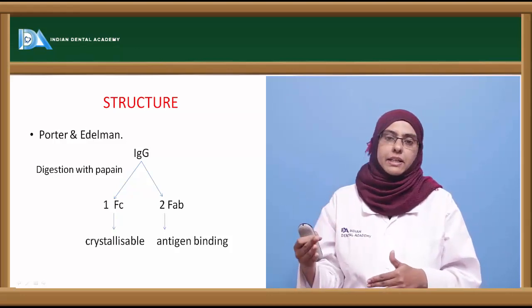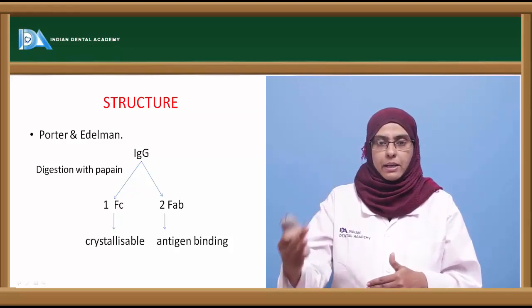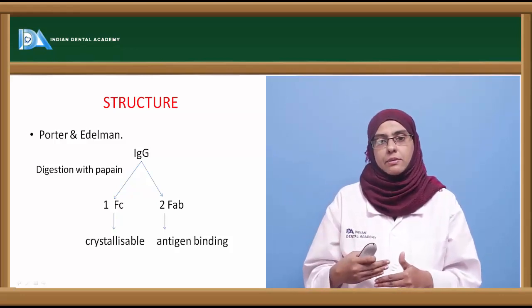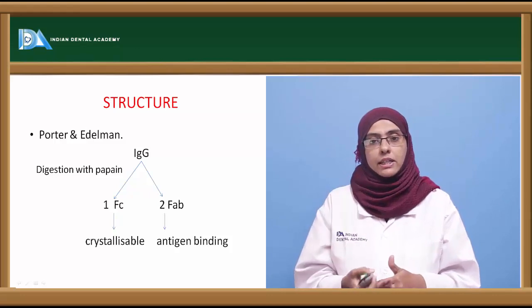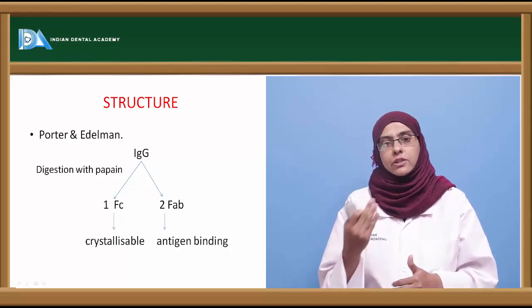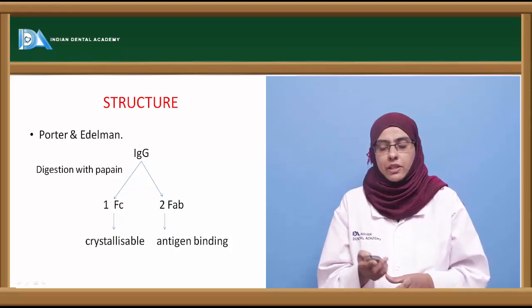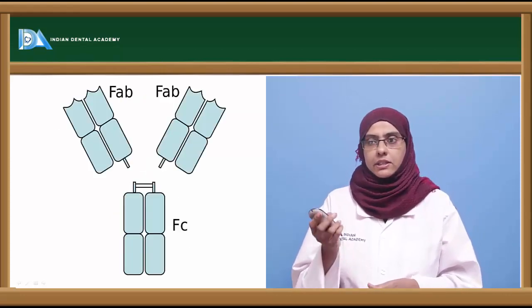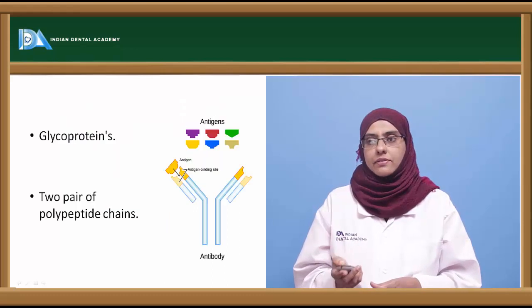FAB is the antigen binding portion. Depending upon a particular type of antigen, this type of antibody is produced. The FC portion is the crystallizable portion, which is not involved in antigen binding, but it carries out various biological effector functions of the humoral response. So here we have the structure: the FAB portion and the FC portion.